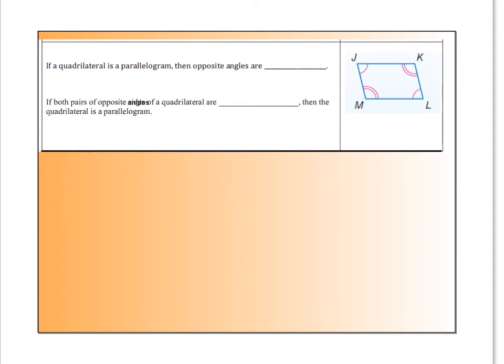Same thing with angles. If a quadrilateral is a parallelogram, then opposite angles are congruent. You can see angle J and L are congruent, and also angles K and M are congruent. The converse is also true. If you saw this shape and you saw that the opposite angles are congruent, then that's enough information to say that it is a parallelogram. So if both pairs of opposite angles of a quadrilateral are congruent, then that shape has to be a parallelogram.